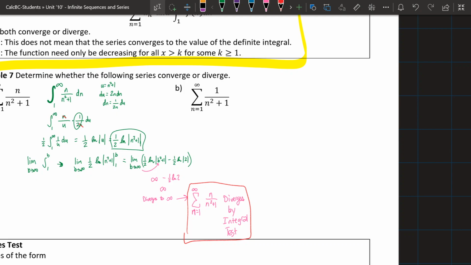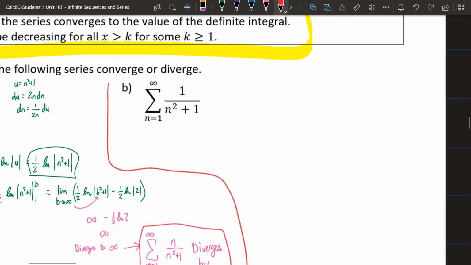All right, let's try one more of those. Okay, we've got the sum from 1 to infinity of 1 over n squared plus 1. All right, so again, let's try the nth term test. The denominator is going to grow to infinity, so that's going to approach 0. That doesn't help us, so let's try our integral test. So let's look at the integral from 1 to infinity of 1 over n squared plus 1 with respect to n.